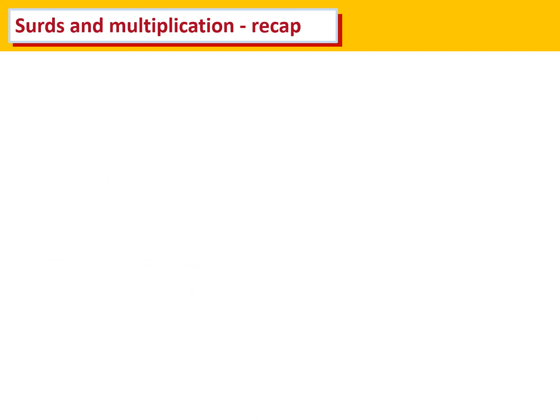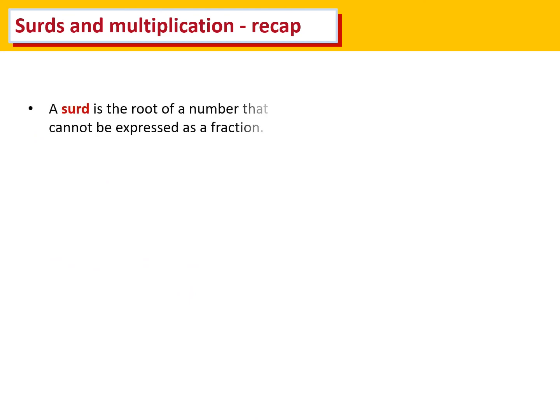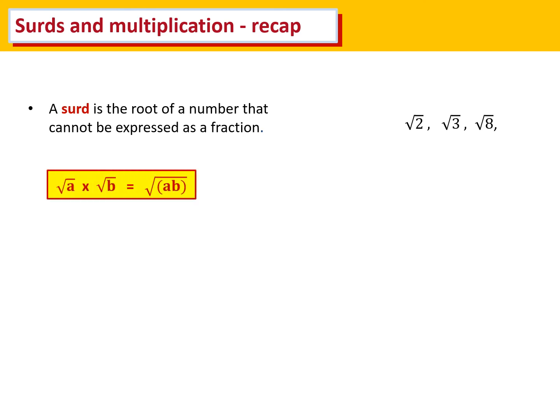Let's put this all together in a recap. A surd is the root of a number that cannot be expressed as a fraction. So root 2, root 3, root 8 are all examples. It doesn't have to be a square root, it could be a cube root, etc. But in this section, we've just worked with square roots. Surds abide by this rule, where root a times root b equals the root of ab.